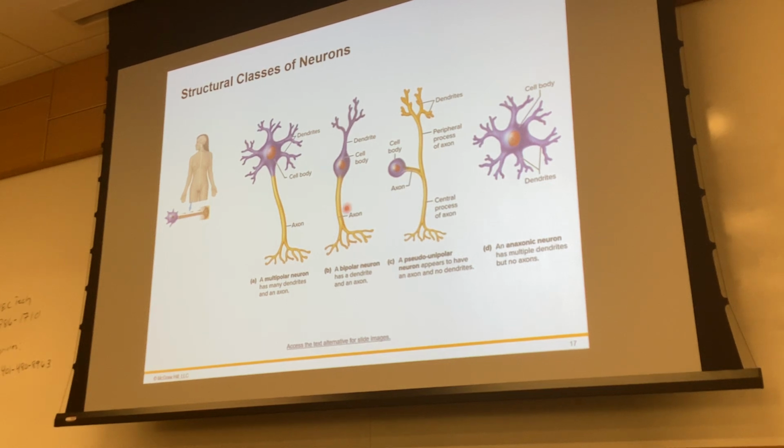These neurons right here on the left, these axons might have myelin depending on where they are in the body. Generally speaking, this multipolar neuron, which largely goes to skeletal muscles, 100% of those multipolar neurons will have myelin.